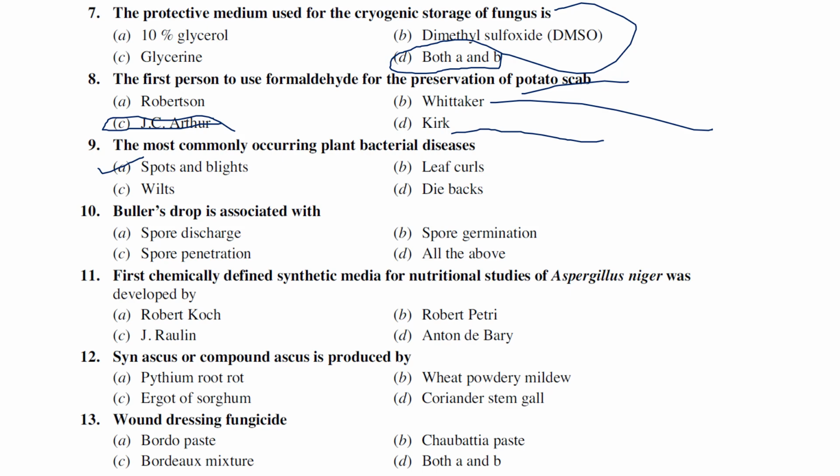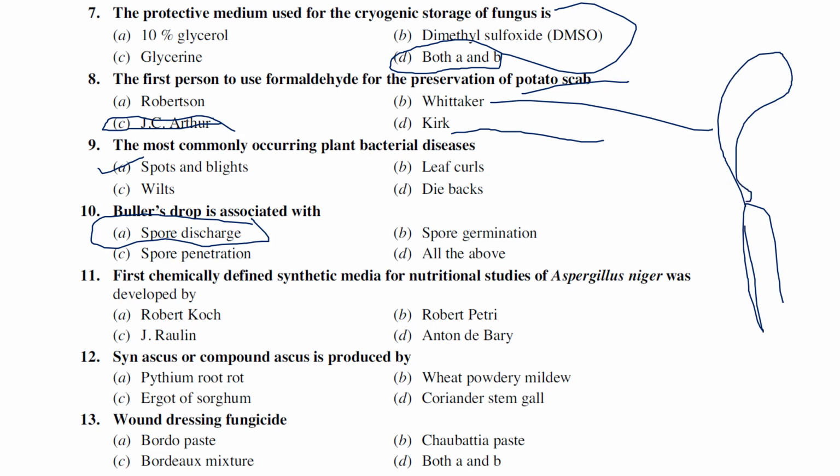spore discharge, spore germination, spore penetration, all the above. Generally, this Buller drop is related to spore discharge. If you see the spores during discharge or during maturation, there is a small bubble or water drop kind of structure that can be observed on the base. So this creates enormous turgor pressure, and this also helps to create the pressure that shoots the spore. So this Buller drop is actually a kind of spore discharge mechanism.